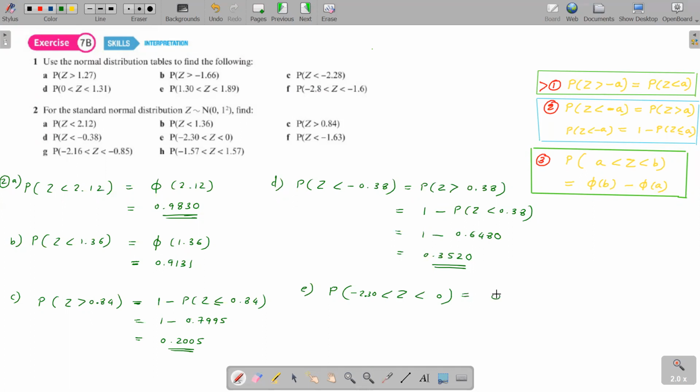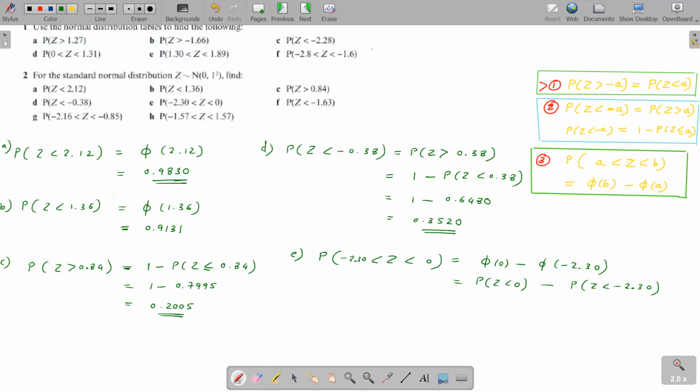So this is going to be 0 minus minus 2.30. Right, guys? The probability that Z is less than 0, minus the probability that Z is less than minus 2.30. That's the meaning of the pi symbol, the less than probability. These two I wrote from the rule I gave you previously. Z less than 0 is not an issue for us. We can find that area from the table very easily. But Z less than minus 2.30 is the problem, because we can't work with a negative value.